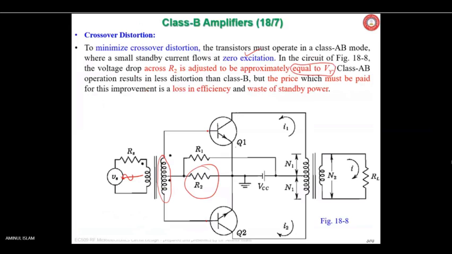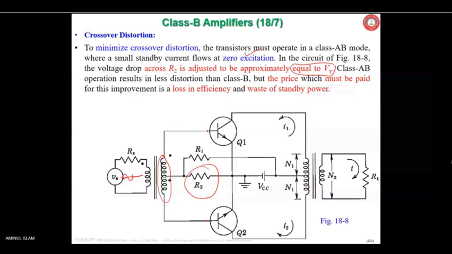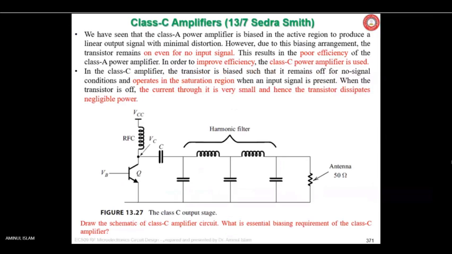Now, class C amplifier, we are going to start. Class B is over. Now we are starting the class C amplifier. We talked a little about class AB in this discussion. Now we'll concentrate on the class C amplifier. Here the diagram shows the class C output stage, where one RFC is there at the collector of the NPN transistor. RFC, radio frequency coil, is used here.